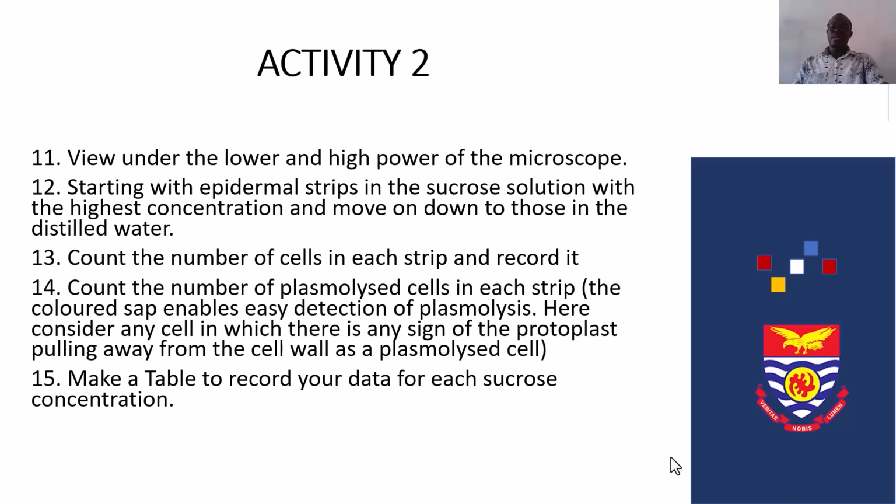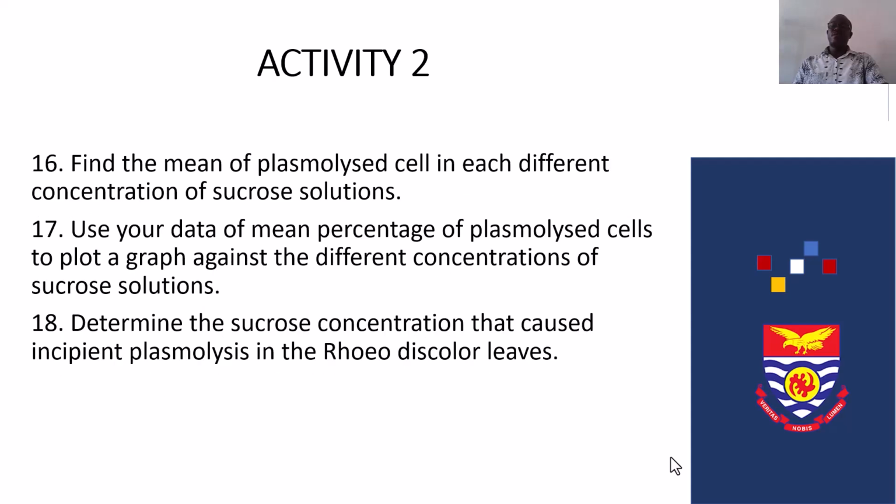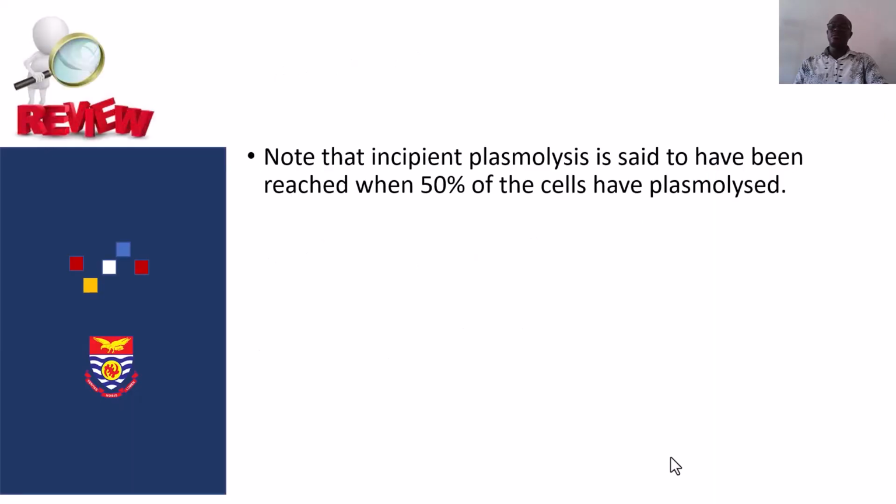The colored sap enables easy detection of plasmolysis. Here, consider any cell in which there is any sign of the protoplast pulling away from the cell wall as a plasmolyzed cell. Make a table to record your data for each sucrose concentration. Then find the mean of plasmolyzed cells in each different concentration of sucrose solution. Use your data of mean percentage of plasmolyzed cells to plot a graph against the different concentrations of sucrose solutions. Determine the sucrose concentration that causes incipient plasmolysis in the Rhoeo discolor leaves.